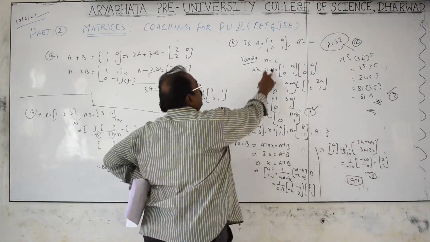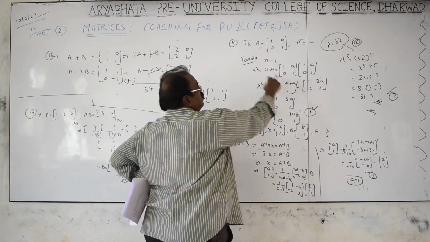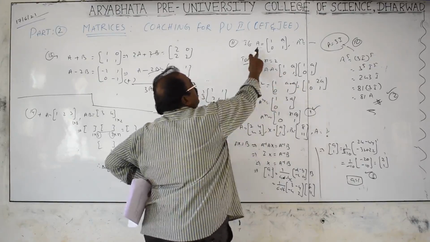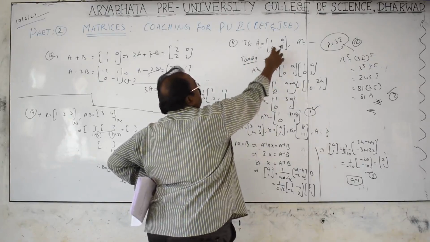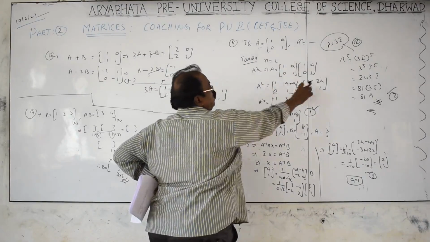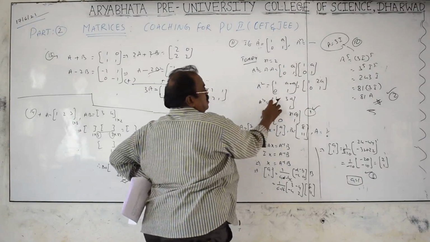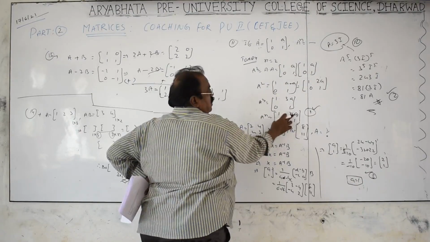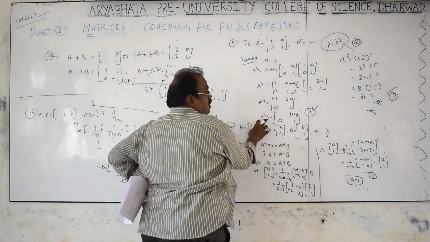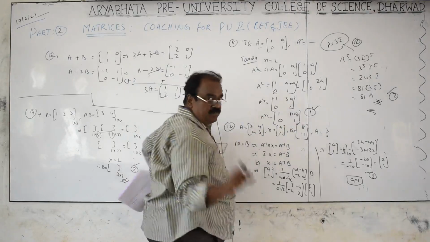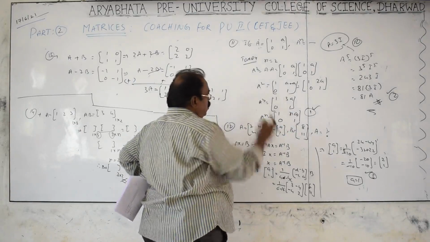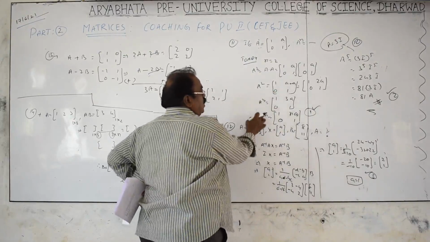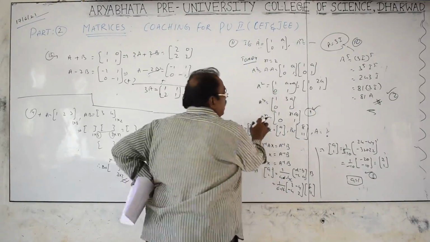A square is equal to A into A, that is [1 a; 0 1] times [1 a; 0 1]. If you solve it, A square is [1 2a; 0 1]. A power 1 is [1 a; 0 1], A square has 2a, A cube has 3a, and the rest is common, 0, 1, 1. A power 10 will have 10a. So A power n is [1 na; 0 1]. That is the first option. Is it clear? You can substitute n equal to 2 in this one and understand.